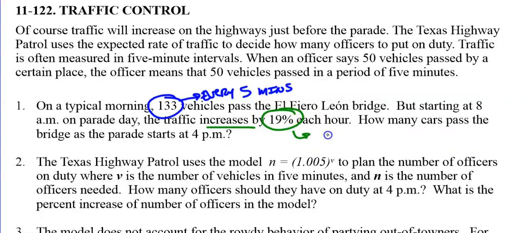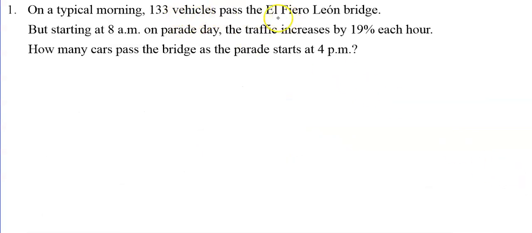So that's our rate of increase then is going to be 1.19, because if the initial thing is 100%, we increase it by 19, that's 0.19. So this is going to be our b. So how many cars pass the bridge as the parade starts at 4 p.m.? So we've already got some facts for this one. That's not too difficult. So let's go here. So on a typical morning, 133 pass. So this is our starting value that we're baseline. That's going to be our start at 0 hour.